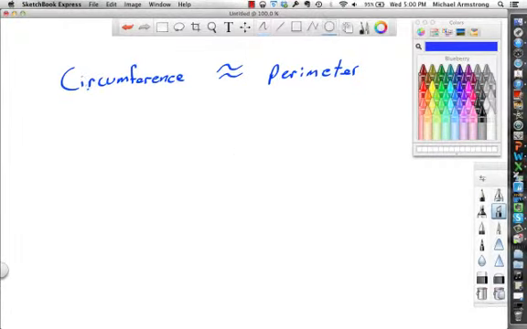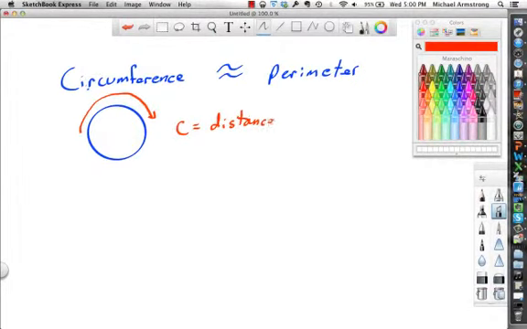So if we have a circle, the circumference is the distance around. Now I'm going to have to just draw this freehand. It's the distance around. So circumference equals the distance around the circle.